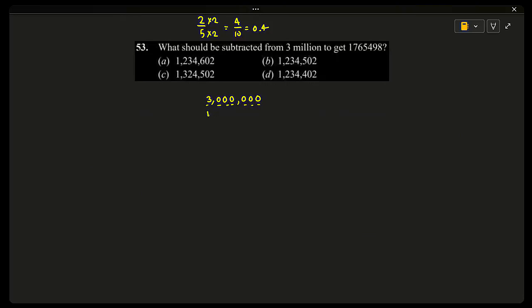Yes. So you can write 1, 7, 6, 5, 4, 9, 8. Just do the subtraction, you'll get the answer. So this will be 10 minus 8 will be 2. 9 minus 9 is 0. 9 minus 4 is 5. 9 minus 5 is 4. 9 minus 6 is 3. 9 minus 7 is 2. 2 minus 1 is 1. 1, 2, 3, 4, 5, 0, 2. Option B is correct.